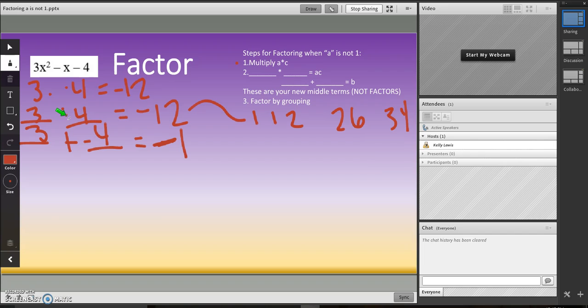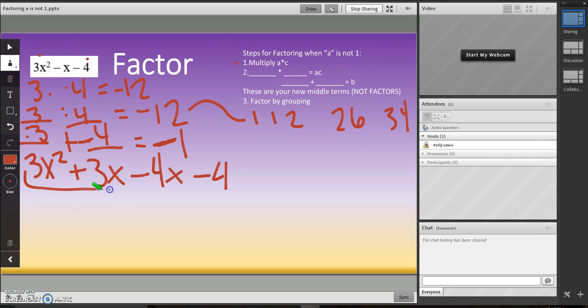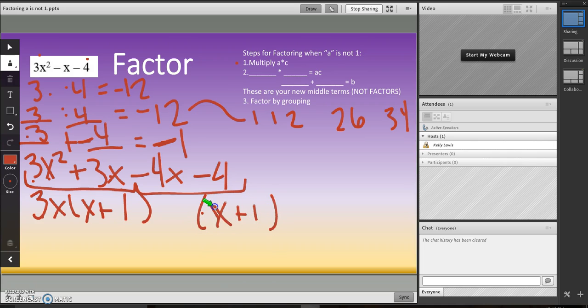All right, so we're going to write 3x squared because of the first term. Then we're going to write 3x because of this guy. We're going to write minus 4x because of this guy. We're going to write minus 4 because of that guy. Right, now we factor by grouping. So first two groups. All right, 3x squared and 3x. They have a 3x in common. And left over is x, then a plus sign. And then 3x and a 3x, you just have a 1 left over. So it's going to have to be x plus 1 because these guys have to be the exact same.